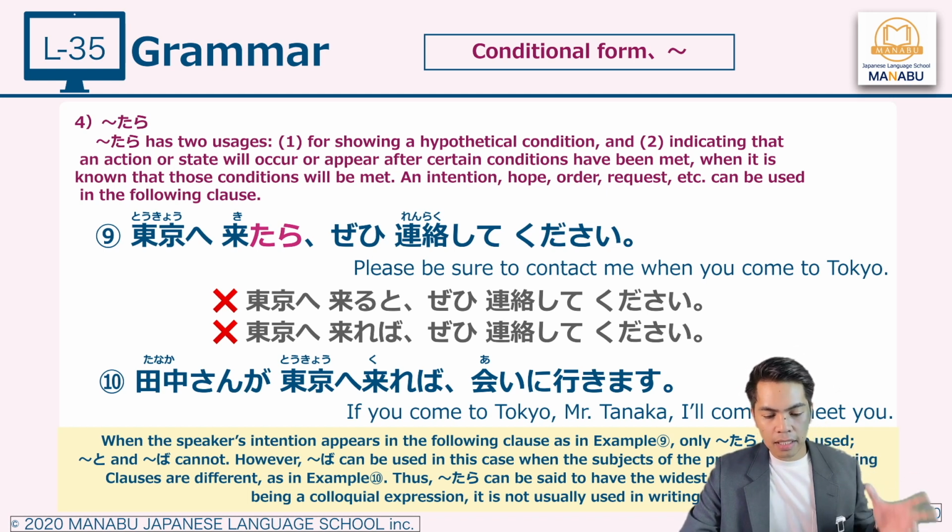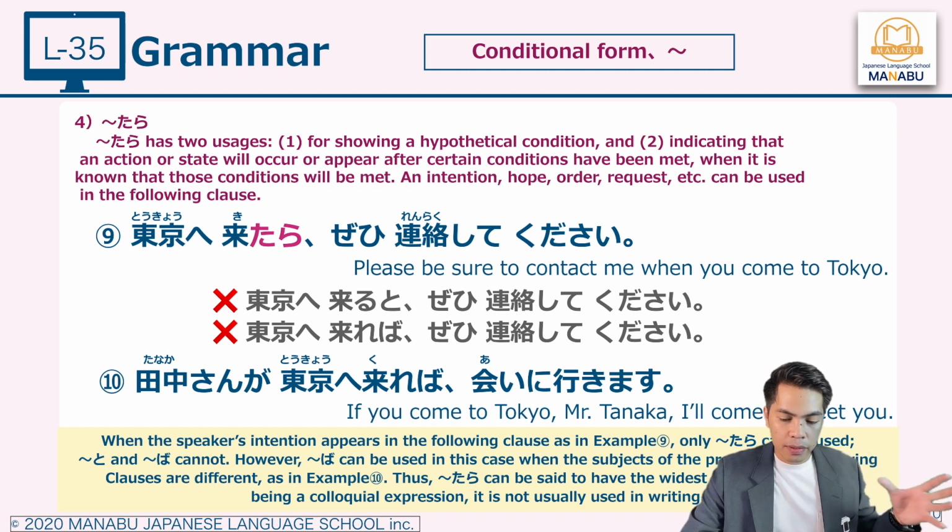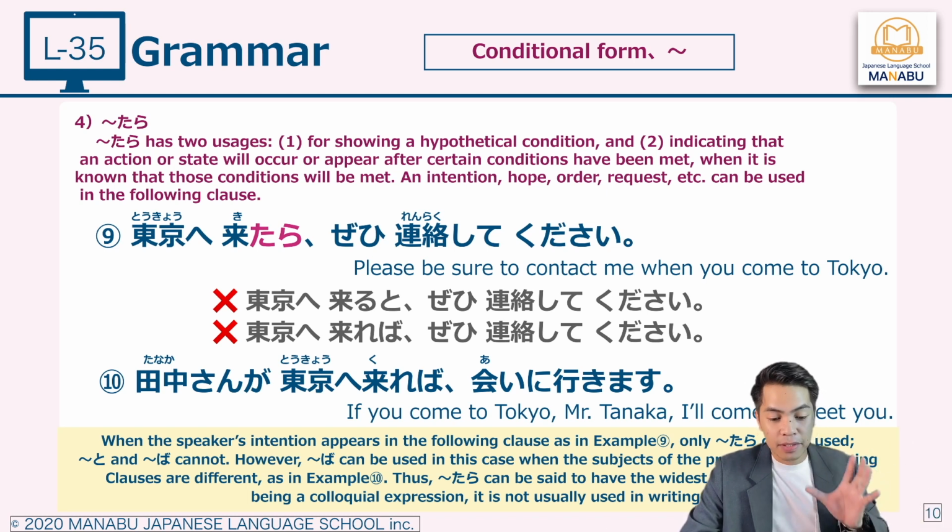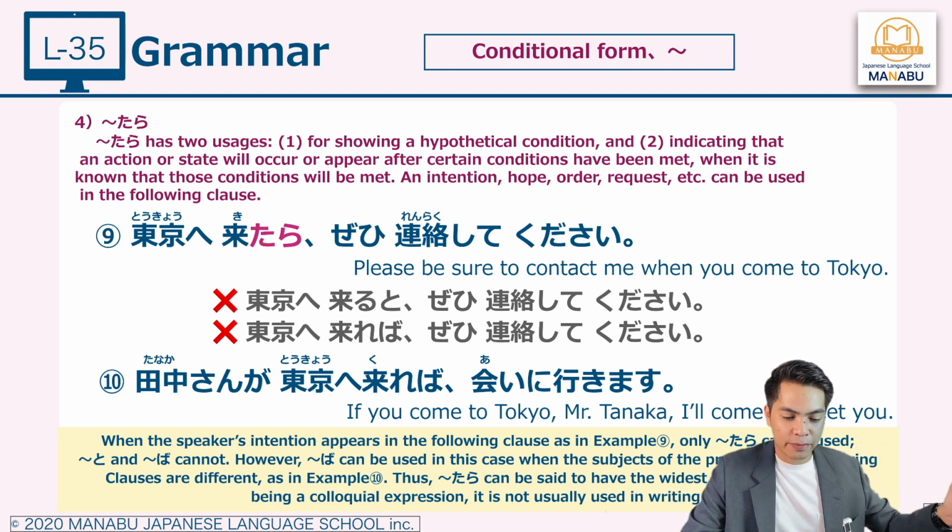So Tanaka-san ga, Mr. Tanaka, if you come to Tokyo, I'll be going to meet you or I'll come to meet you. Ai ni ikimasu. I'm going to meet you. But if you don't come to Tokyo, I will not meet you. So there is a precondition. You must do this first. You must come to Tokyo first. Then, ai ni ikimasu. I will meet you.